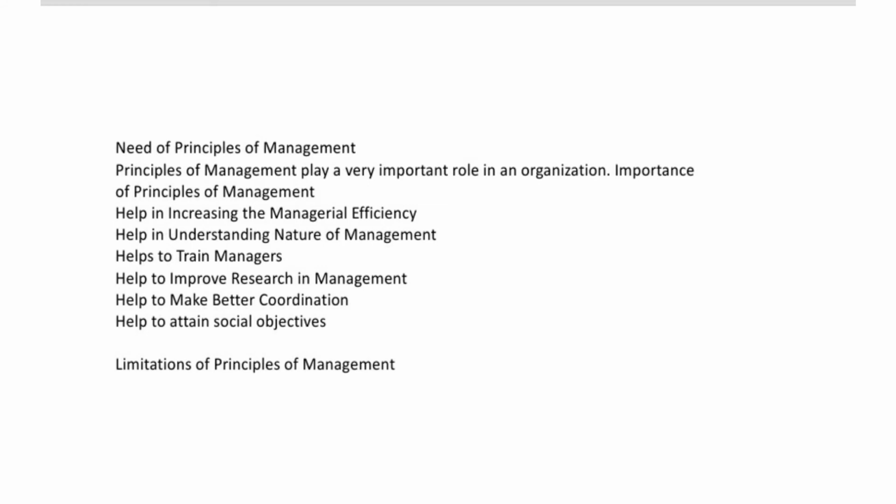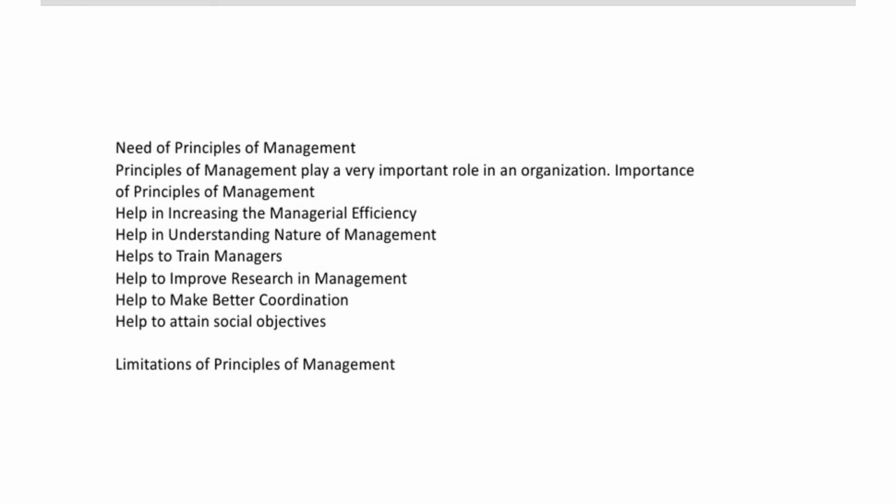So how best are these principles used? Are there any drawbacks, or can we improve these principles? In that way we can do research based on our organization, and we can see that in a better way we can use these principles.